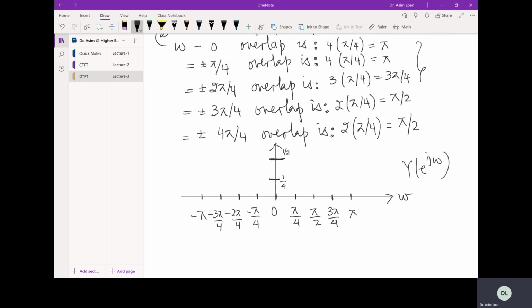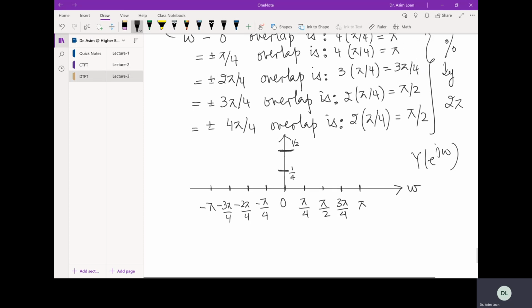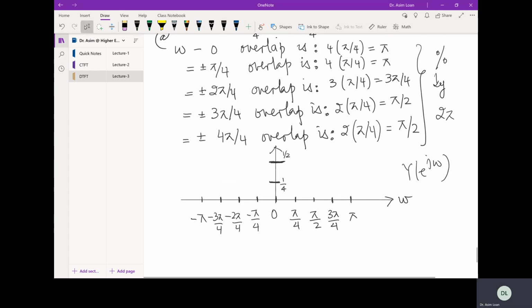Everything here, these results, are divided by 2 pi, because there is a 1 over 2 pi in the integral. So this becomes half. So up to pi by 4, we have a half. So half here and half here.